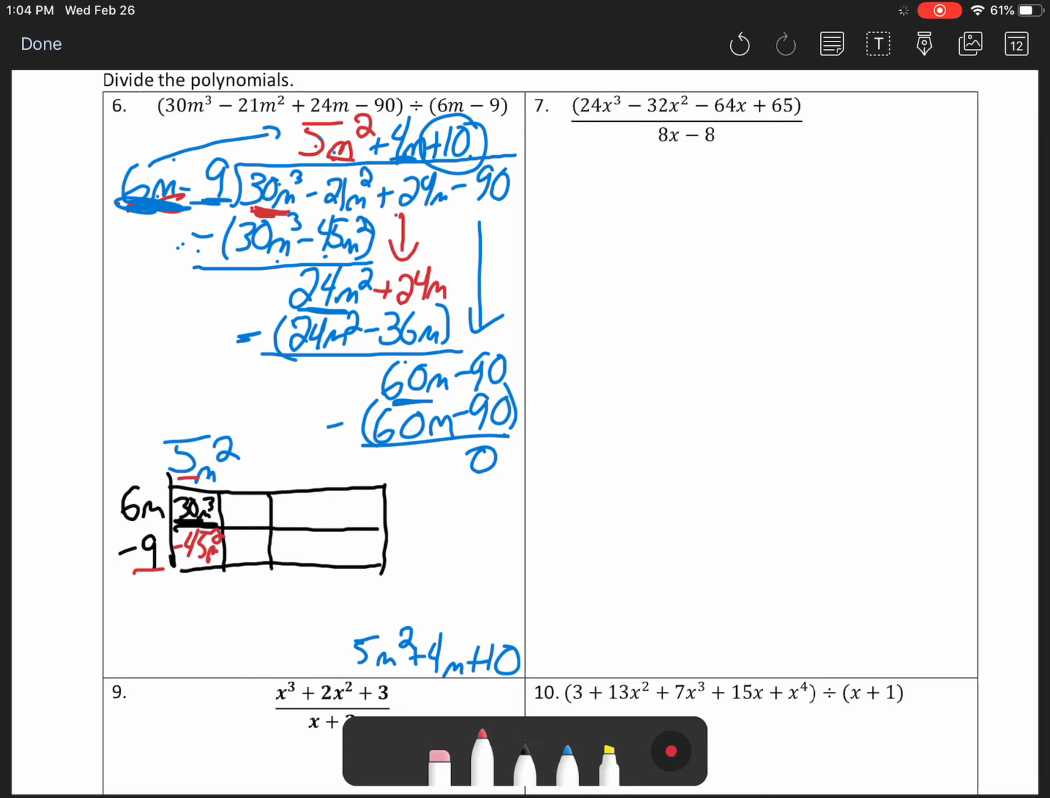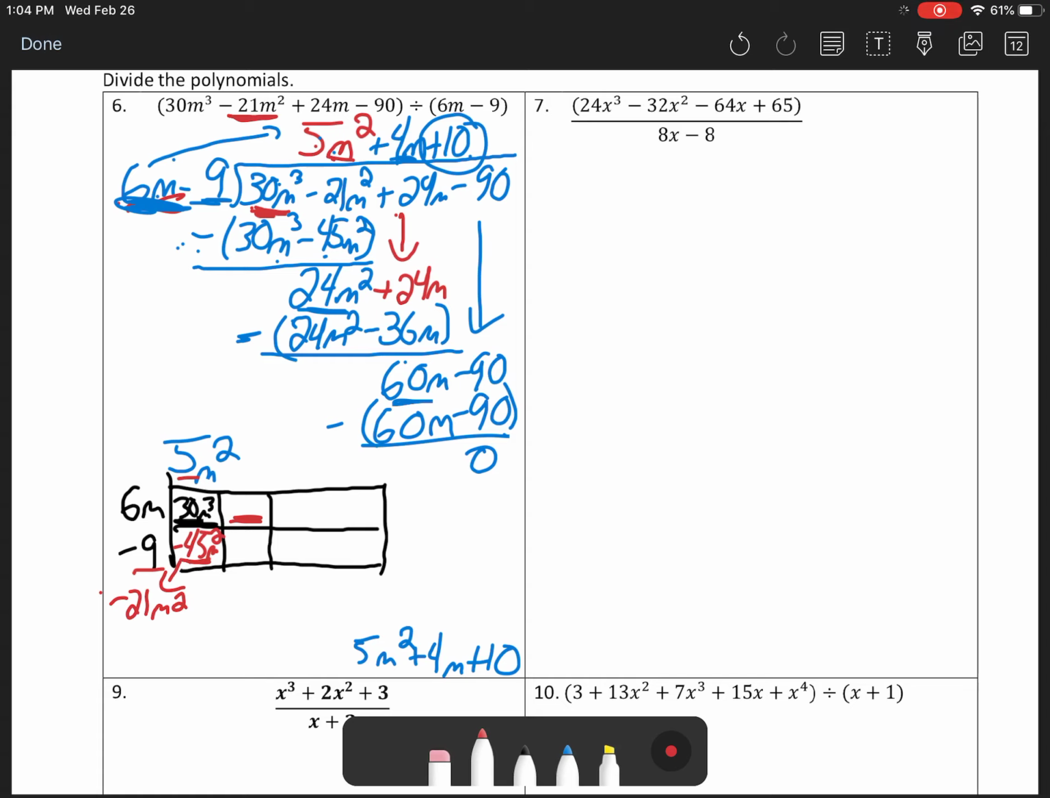Okay, so from there, you know that this box here and this box here have to add to be my term up here, this negative 21m squared. Okay, so I work backwards. Negative 45 plus what would give me negative 21.